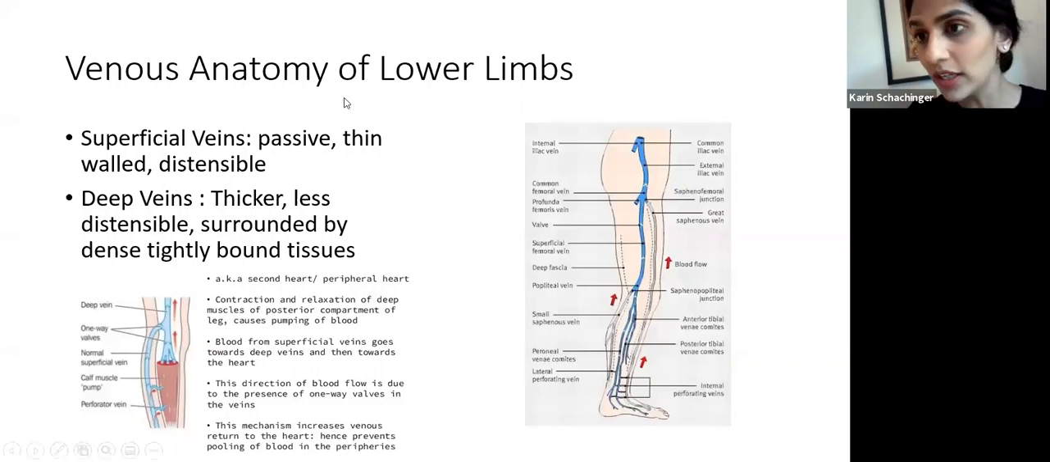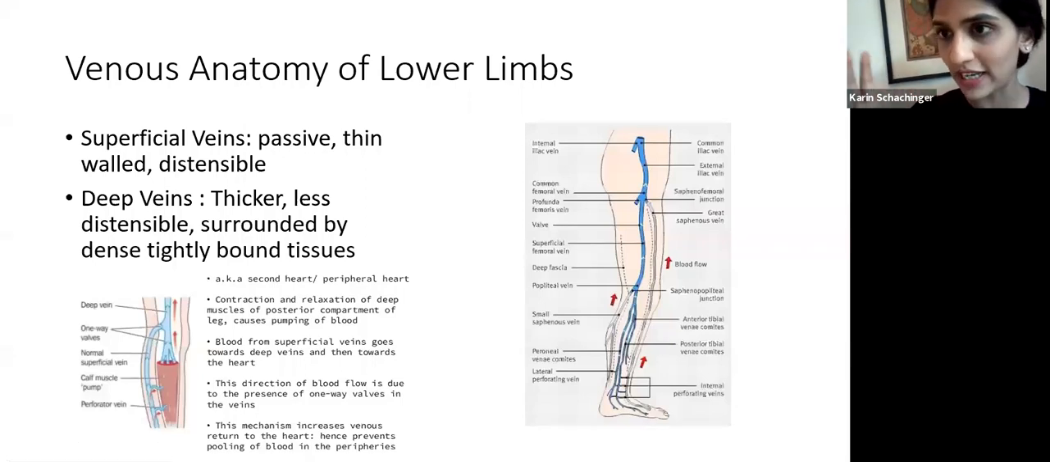Okay, so the problem when we say there's a DVT, we're going to go more into that. So that's the anatomy system, right? Superficial veins, deeper veins. And the problem usually is in the deeper vein, right? In a DVT.